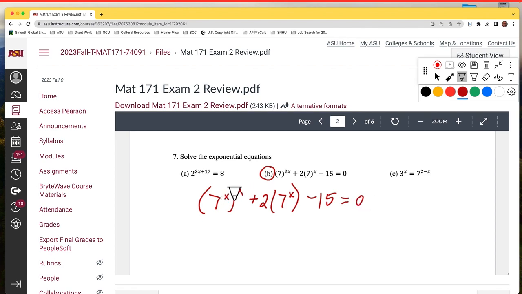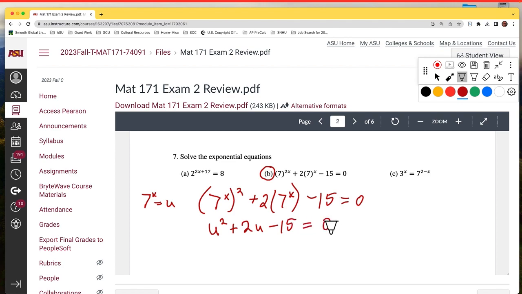Then what you want to do is first solve this as if it were a quadratic. So I'm going to replace this 7^x. Let's just put a variable in there. In math, a lot of times we want to put something instead of x, because we've got 7^x, we'll just call it u for now. When we go to solve this, it's going to be u squared plus 2u minus 15.